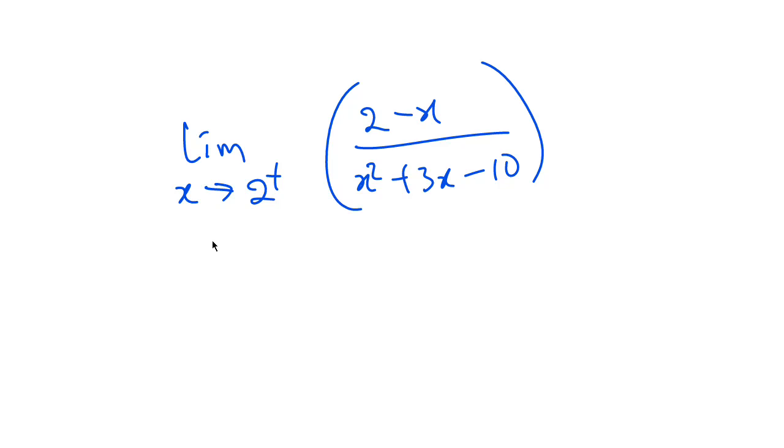In this video we're going to be looking at the question you can see on the screen. The limit of (2 minus x) over (x squared plus 3x minus 10) as x tends towards 2 from the right. That's what the 2 plus implies. So how do we tackle this?